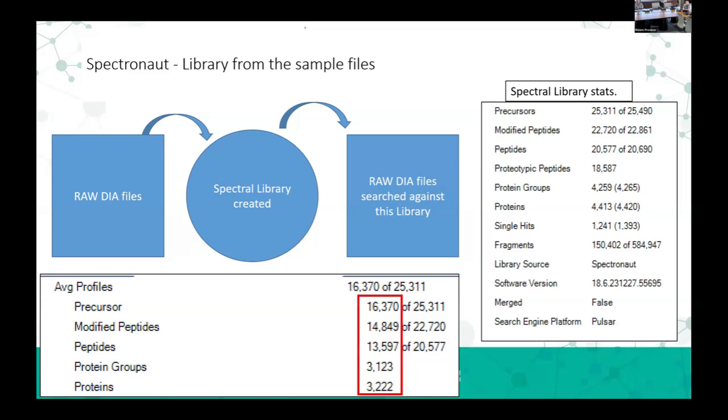But the nice thing about making a library from the sample files is you don't need any more instrument time, right? You only run the sample files once, and then you use those same files to make your library, and then you turn around and search against them, which sort of seems like cheating to me. It's like double dipping or something, but the protein groups are about the same, 3,100 there by doing that.